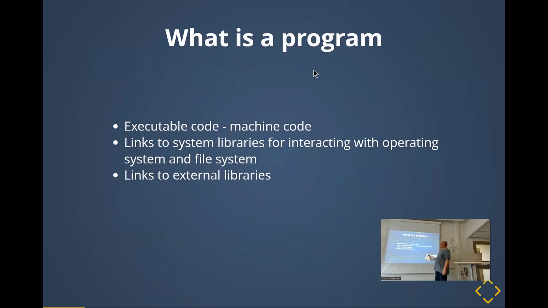So executable code is also equivalent to machine code. It contains machine code, and it also contains links to system libraries that you use that are required to run the program. And you can also have some external libraries as well. System libraries are the libraries provided by the operating system. And external libraries could be, for example, math libraries, solution libraries for different things. You combine these together, and you create a program.